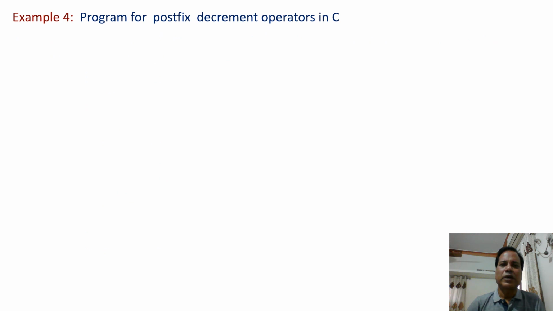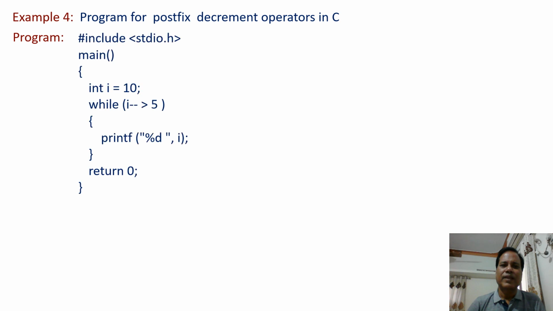Now let us again discuss the postfix decrement operator. Here this postfix decrement operator is used in the while loop. Again in this program, an integer variable I is declared and its value is initialized to 10. Now while executing the while loop, I-- > 5.